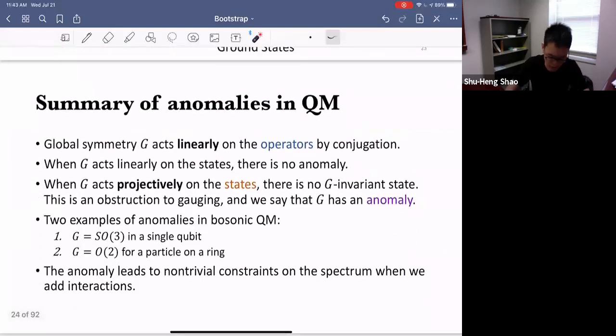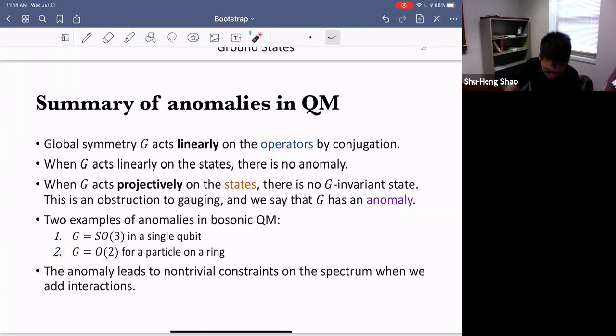Okay, so let me summarize this part of the discussion. So global symmetry G in quantum mechanics acts linearly on the operators by conjugation. That's how we define the global symmetry. When G acts linearly on the state, we say that there's no anomaly. When G acts projectively on the state, then there's no G-invariant state in the Hilbert space. This should be viewed as an obstruction to gauging, and we say that G has an anomaly. And we discussed two examples of anomalies in bosonic quantum mechanics. The first one is a single qubit with trivial Hamiltonian. In that case, the global symmetry is SO(3), but it's realized projectively on the Hilbert space. The second case is the particle on a ring with theta equals pi. This global symmetry is O(2), realized linearly on the operators, but it acts projectively on the state.